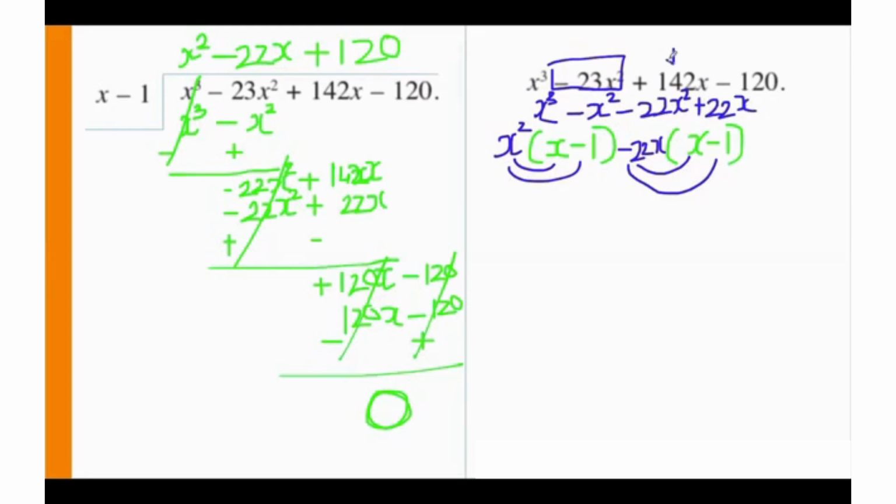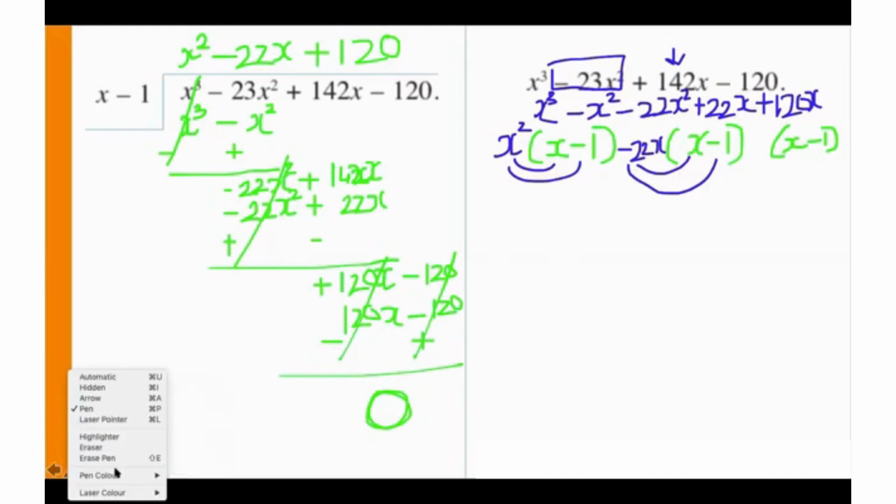But here we need positive 142x. So what should I add here? I should add plus 120x, so that together they become 142. But this new addition, I must get it from below. So I'm going to put another x minus 1, okay, and get 120x from below. So the addition that I have done, 120x, I will get it from here.